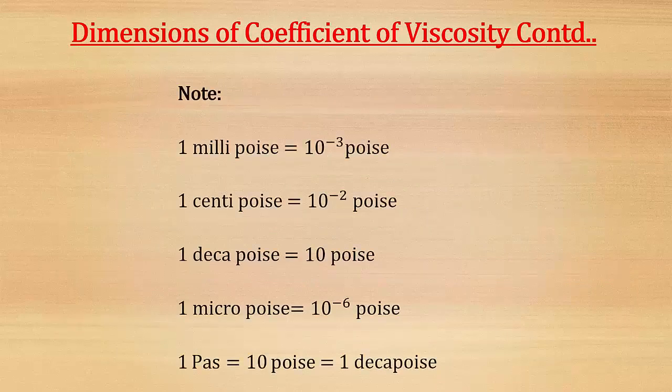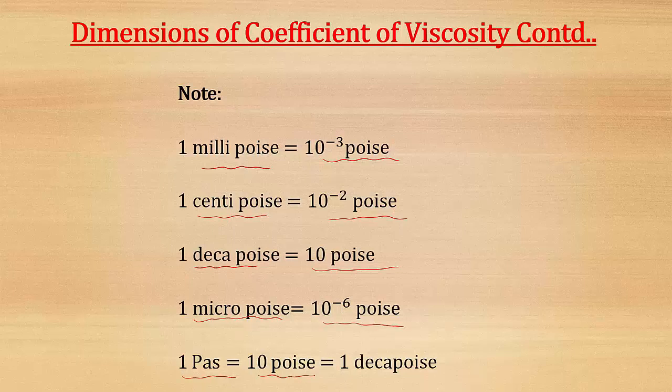And remember all these points: 1 millipoise is equal to 10 raised to minus 3 poise. 1 centipoise means 10 raised to minus 2. 1 decapoise means 10 poise. 1 micropoise means 10 raised to minus 6. 1 Pascal second is equal to 10 poise, which means 1 decapoise. So these points you have to remember related to coefficient of viscosity.